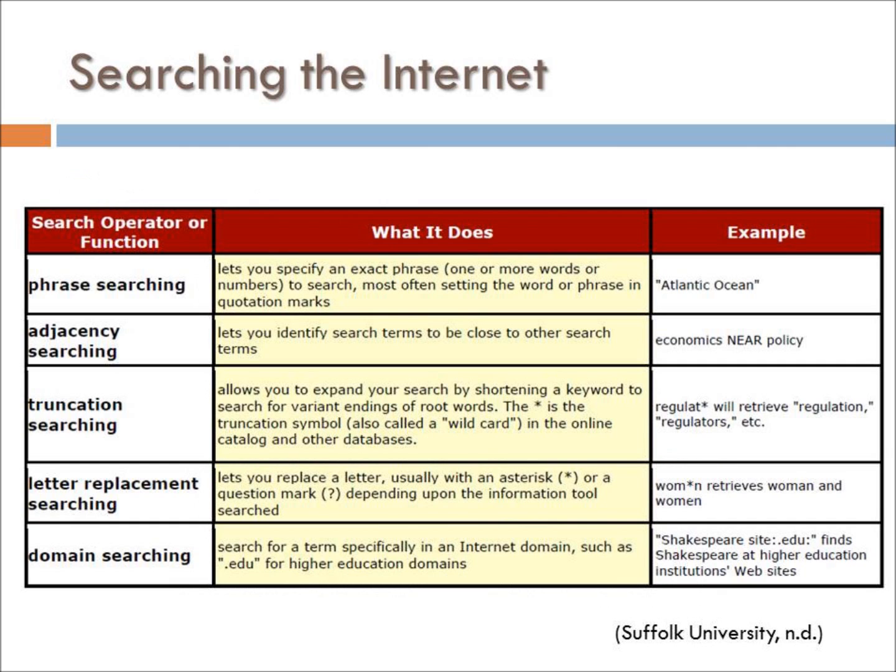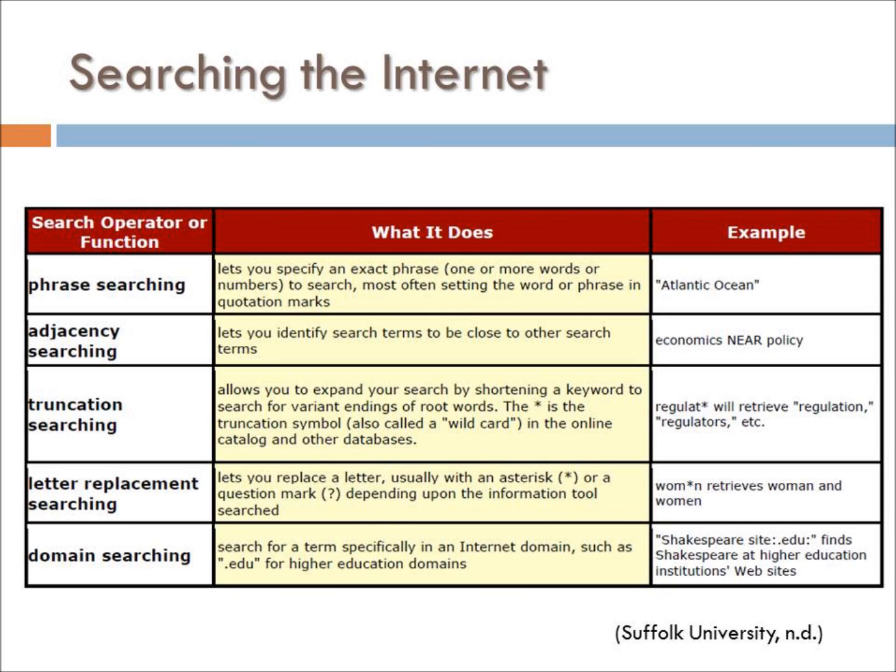Let's do some more searching using some search operators. So the first one we're going to look at is phrase searching, and that's what we just talked about, where you put the two words together within quotation marks, and it'll pull any article where those two words are next to each other in that order. For the example, we have Atlantic Ocean.